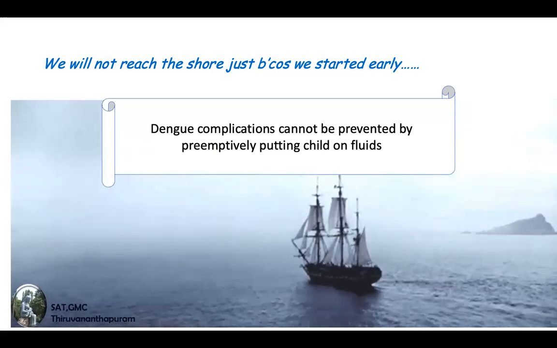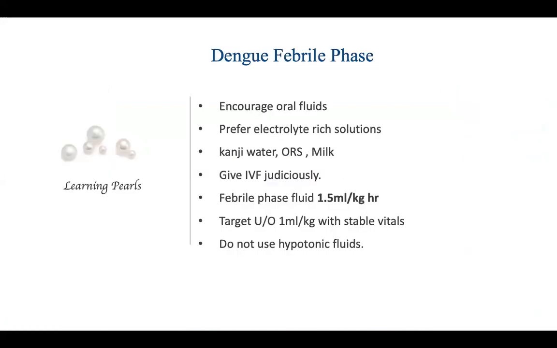Dengue complications cannot be prevented by preemptively putting a child on IV fluids. So whenever a patient with dengue comes to you in a febrile phase, encourage oral fluids. Prefer electrolyte-rich solutions. Especially you can ask for rice gruel, that is kanji water, ORS, milk can be taken. They all contain electrolytes also. Plain water would not be an electrolyte-rich fluid, because you want the sodium to be on the higher side so that the capillary leak would be less.